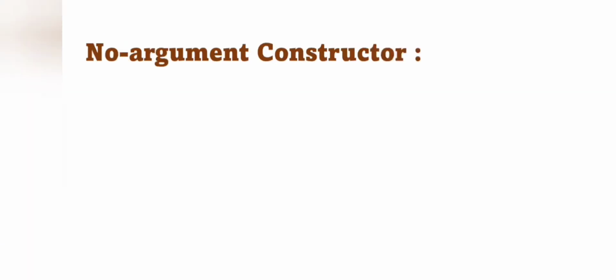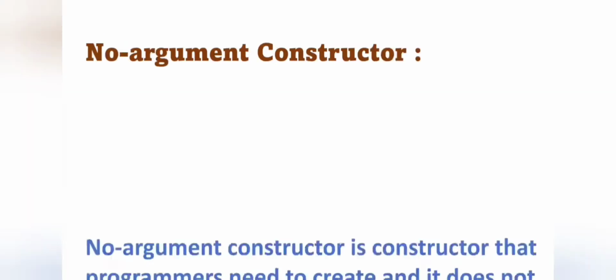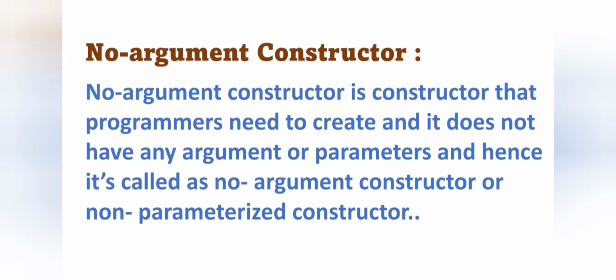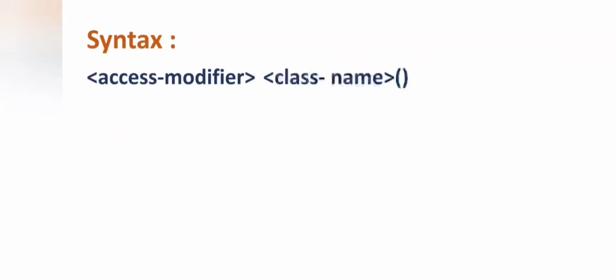Now we are going to discuss the no argument constructor. A no argument constructor is a constructor that we have to create. That means programmers need to create it, and it does not have any arguments or parameters, and hence it's called a no argument constructor or non-parameterized constructor. We can use the following syntax for a no argument constructor. First we write the access modifier, then the class name followed by opening and closing parentheses, and then there will be the constructor body.